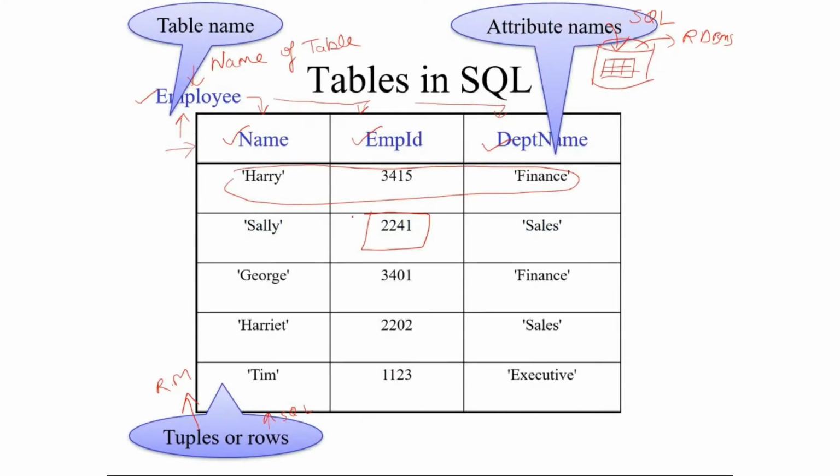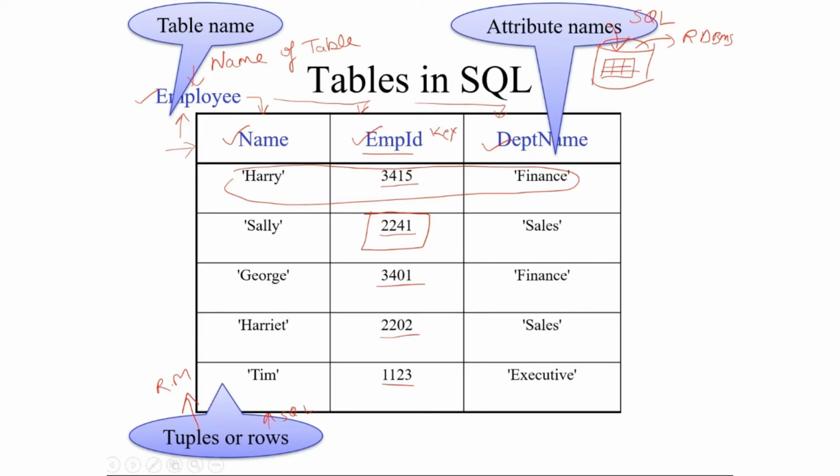You can identify by all the unique values. So here you see 3415, 2241, 3401, 2202, and 1123. So all the values, students, they are what? Different, and all the values are unique. So that's why this employee ID is a key in this table.